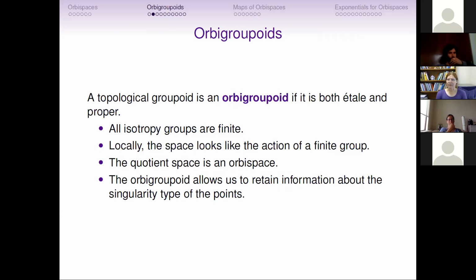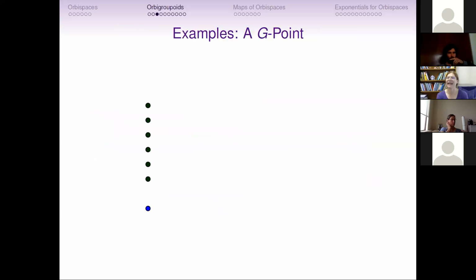And so then the quotient space, we're going to be thinking about it as an orbispace, but the groupoid, all those identifications, is allowing us to retain the information about the singularity type. Okay. So here's some examples of how we can represent this. A very simple thing that you might want to do is just take a point, but now have a singularity structure on your singular point. You might want to say, well, my point is identified to itself in some non-trivial way. So you could have a whole G's worth of arrows, for some group. So this would be a topological groupoid where the topology is discrete.